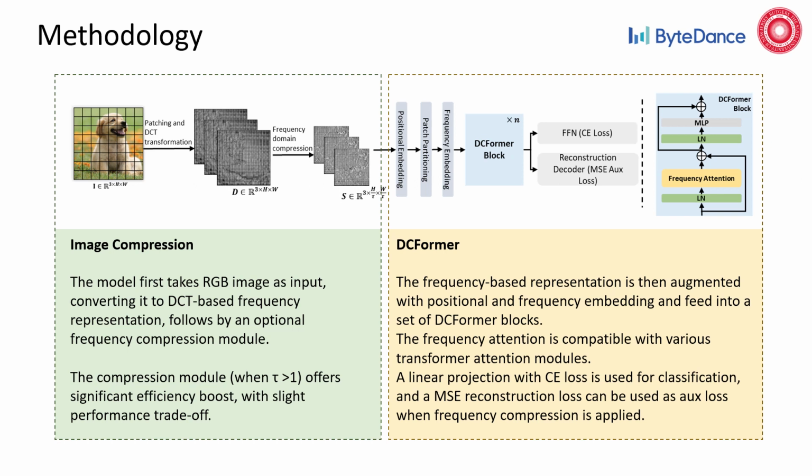A linear projection with cross-entropy loss is used for classification, and the MSE reconstruction loss is used as an auxiliary loss when frequency compression is applied.